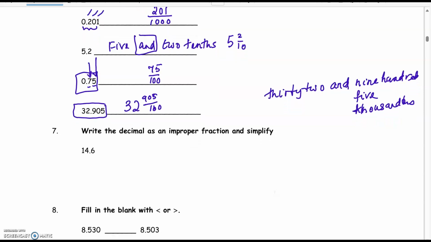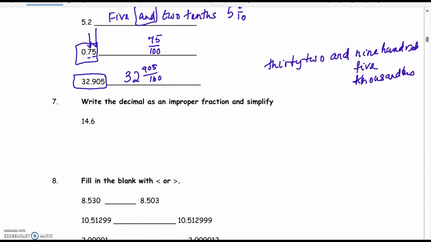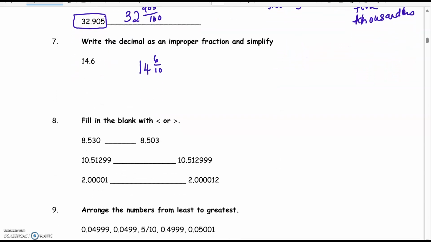And clearly, if we can write a number in the mixed number form, we can also write it as an improper fraction. So for example, 14 and 6 tenths. That's how we read this decimal number. So it's 14 and 6 tenths. And we can also write this as an improper fraction. This is how we do it. 14 times 10 plus 6, the whole thing divided by 10. So it's 140 plus 6, 146 tenths.